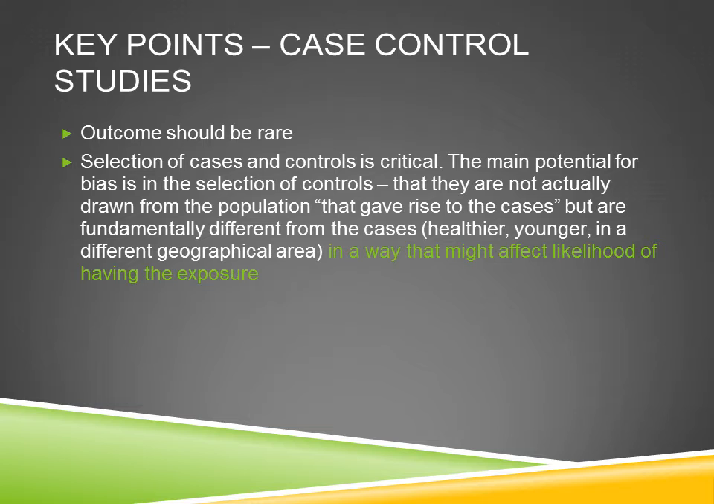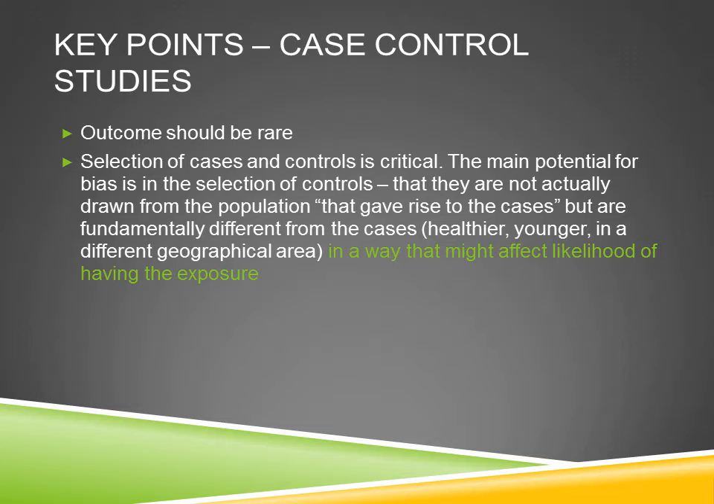The key points to remember in case control studies is that they're really only useful when the outcome is rare, and that's because of a thing about odds ratios that we'll talk about later. The selection of cases and controls is really critical. So the main potential for bias in case control studies is selecting the wrong controls, that they're not actually drawn from the population that gave rise to the cases, but they're fundamentally different from the cases in some way.